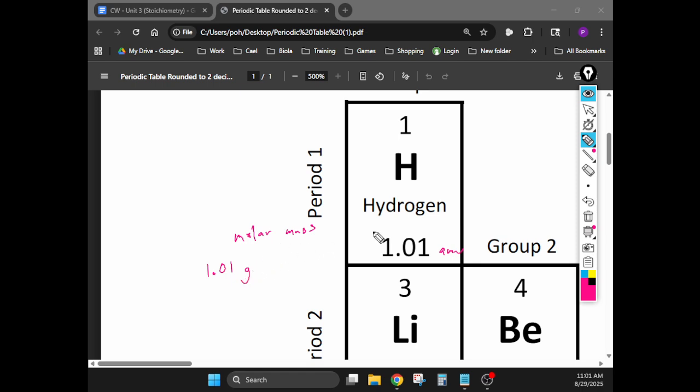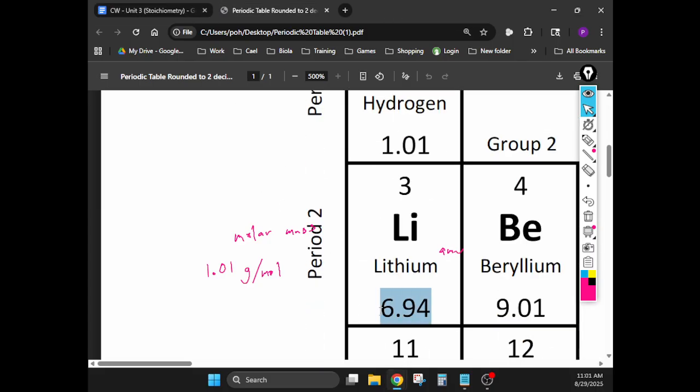So the unit of measurement down here is AMU, but it could also be grams per mole. That's how many grams 1 mole of that element weighs. If you have a mole of hydrogen, it's going to weigh 1.01 grams. If you have a mole of lithium, it's going to weigh 6.94 grams, and so on. So that's another way we can use this number at the bottom of the box on the periodic table.